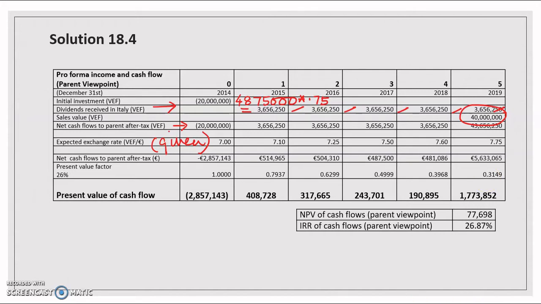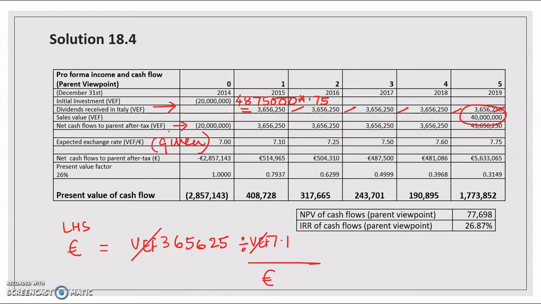So the application of the exchange rate is going to be important. In other words, 3656250 is in Venezuelan bolivar. The exchange rate is 7.1 Venezuelan bolivar per euro. In order to get it in euro, on your left hand side, you will have to divide it. Okay, have a go at this and see what value you are getting.